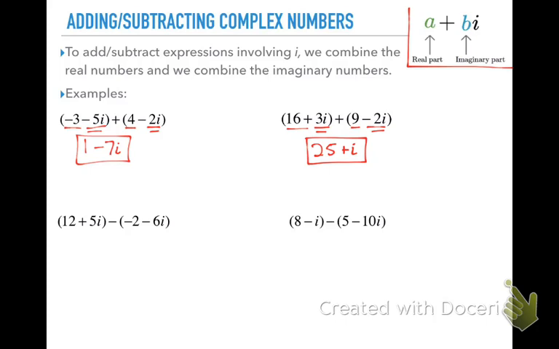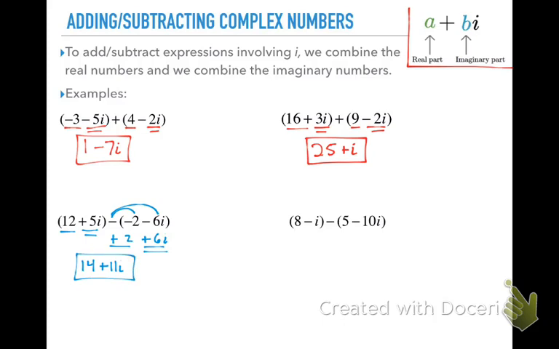With subtraction, we've got to slow down a little bit and recognize that we are subtracting everything in this second set of parentheses. So we are subtracting negative 2, which is really a plus 2. We're subtracting negative 6i, which is really a plus 6i. So now when we go to combine like terms, 12 plus 2 is 14. 5i plus 6i gives us 11i.